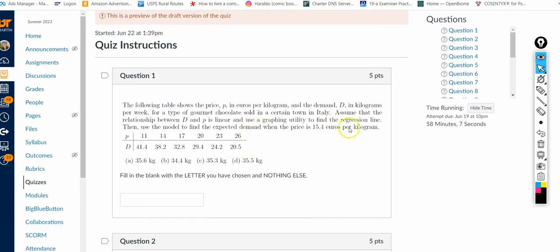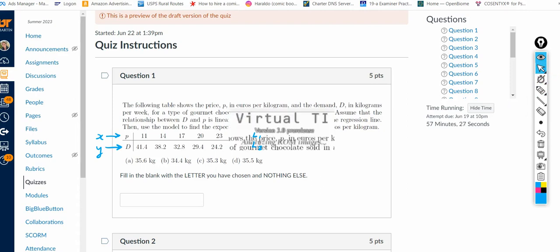This is one on linear regression, because it says you can assume the relationship between D and P is linear and use a graphing utility to find the regression line. Okay, so price is in our first row here, so our X values are going to be the price. Our Y values are going to be D, which means demand. And so I'm going to put my first row in list 1 and my second row in list 2. Get my calculator out.